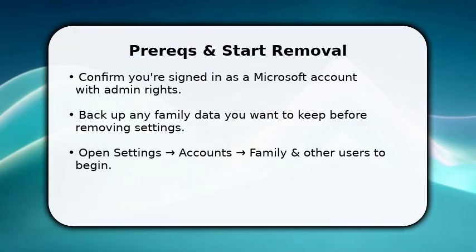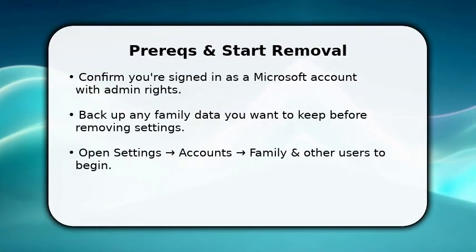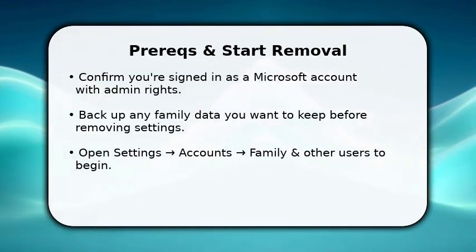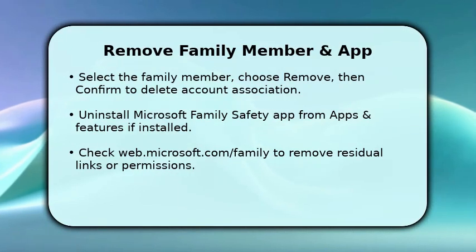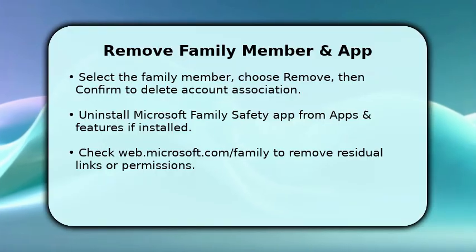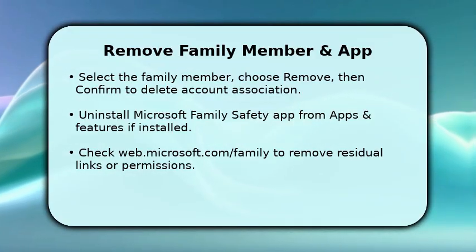This is where Windows lists family members and parental controls. Now that the page is open, locate the child or organizer account you want to remove and prepare to take action. Once you see the family member entry, click it and choose Remove. Windows will ask you to confirm. Do that to sever the account association.